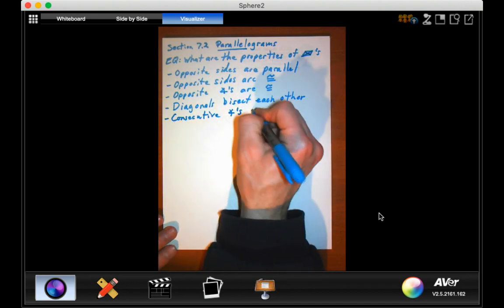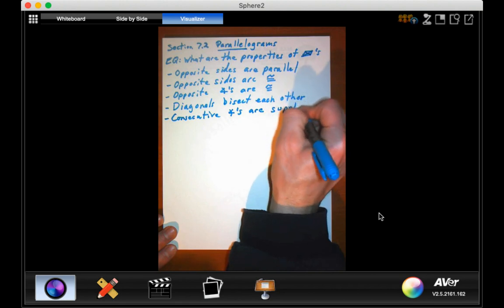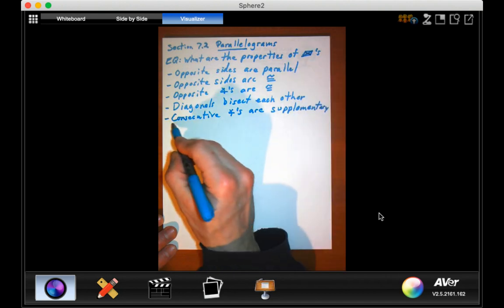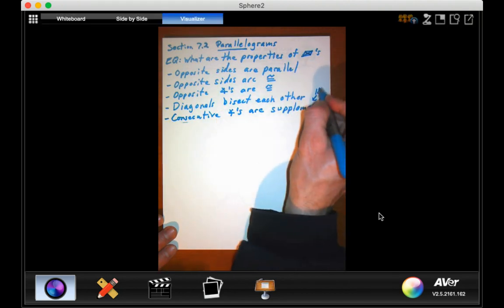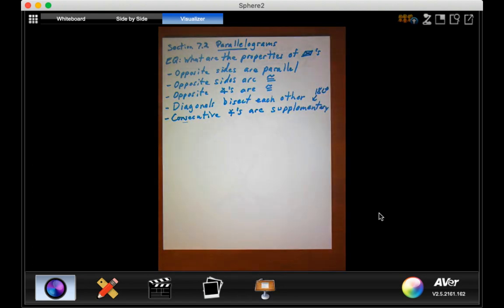The last fact is that consecutive angles are supplementary. Consecutive means one right after another, and supplementary means 180 degrees. All right, so those are the 5 facts that you are going to need to solve all the problems.